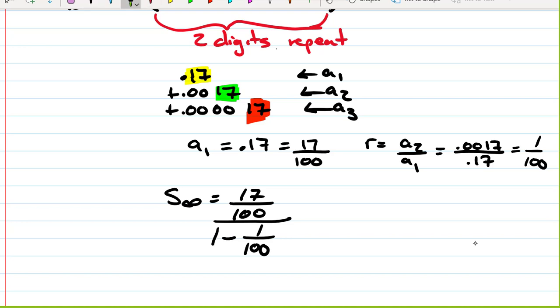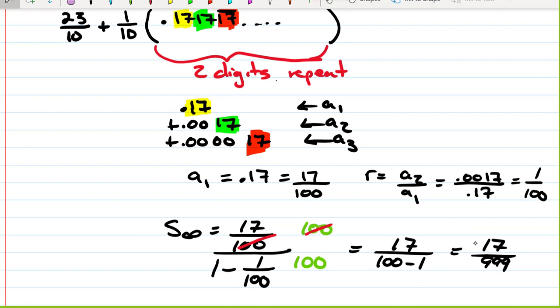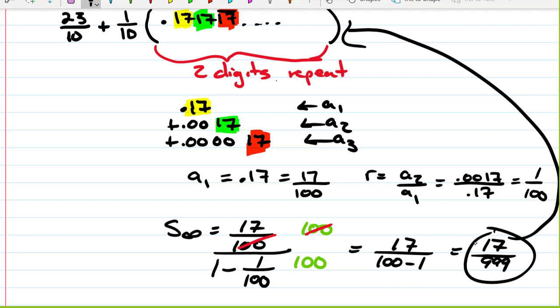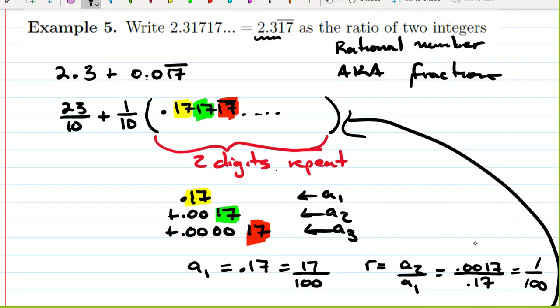Our LCD of all of our fractions is 100, so we multiply the top and the bottom by 100. In the top, they cancel out. In the bottom, when we distribute it in, we get 17 over 100 minus 1. So we get 17 over 999. So that right here is this part. So bringing everything down, we had 23 over 10 plus 1 over 10.